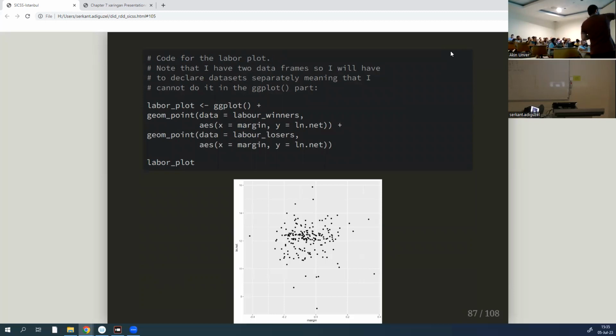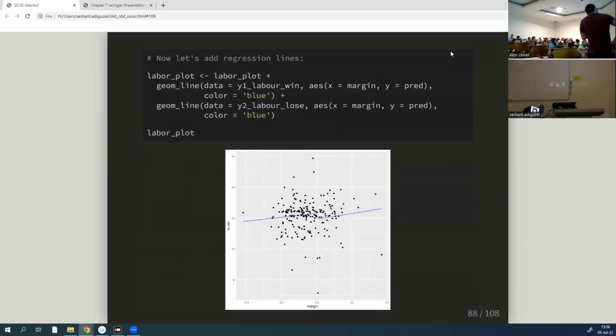So this is actually the scatter plot. So this is the margin, so it's the slope, and this is ln wealth. Log net wealth. All right. So these are the observations, and then I add regression lines. So you already see, this is for Labour. There's a little jump. Whether that's statistically significant or not, we don't know yet. But there's a jump, right? So this jump is actually the RDD estimate, all right?